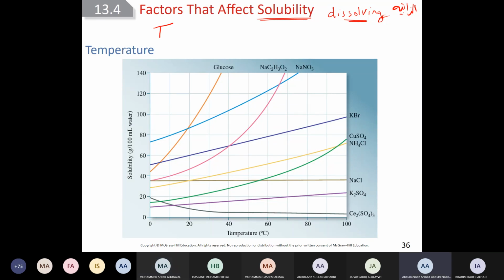Yes. That's the case for glucose. Is this the case for everything? See, the more we increase the temperature, the more the amount dissolved increases. This is the temperature and this is the amount dissolved, solubility. As you increase the temperature for glucose, definitely the amount dissolved goes up more and more. How about this one? What's the effect of temperature?